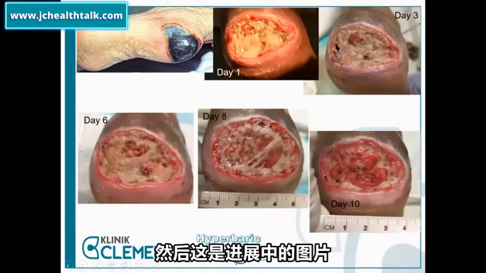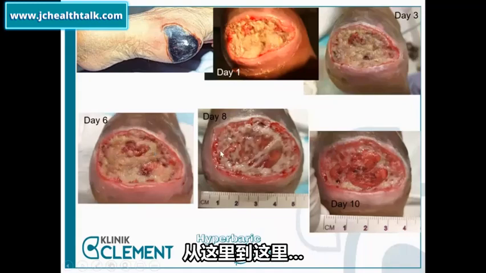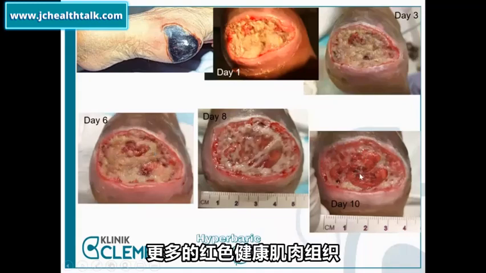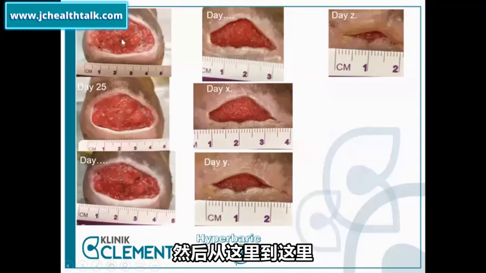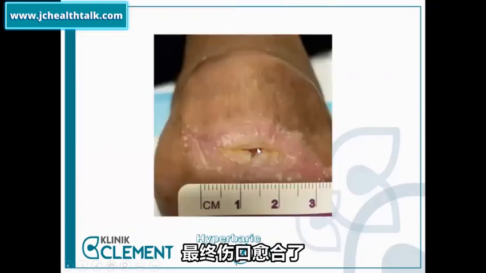And then these are the pictures of progression from here to here to here to here to here. And then to here, we are seeing more red, healthy tissue. And then from here to here to here, slowly progressing. And then the wound is getting smaller and smaller, and eventually the wound healed.